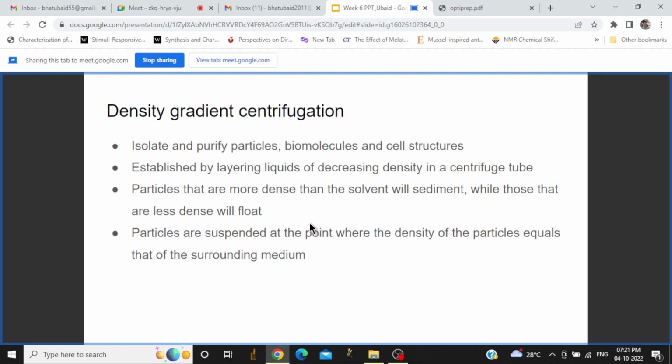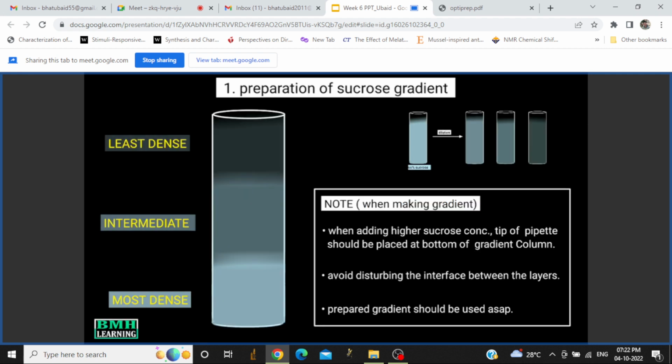Particles are suspended at the point where the density of the particle is equal to the surrounding medium. When the particles penetrate the liquid layers, they penetrate only those layers which have less density than the particle. The particle will move through this liquid, but some layers at the bottom have higher density than the particle, and the particle will not move through these layers; it will remain suspended there. Because of this mechanism, particles of different densities can be separated in different layers, like shown in this figure.